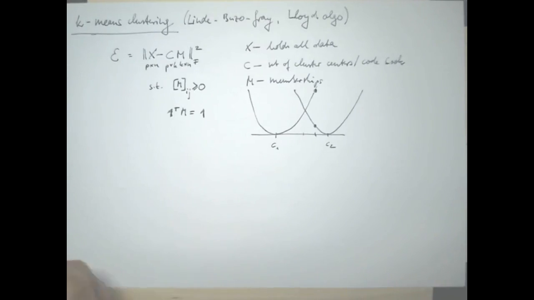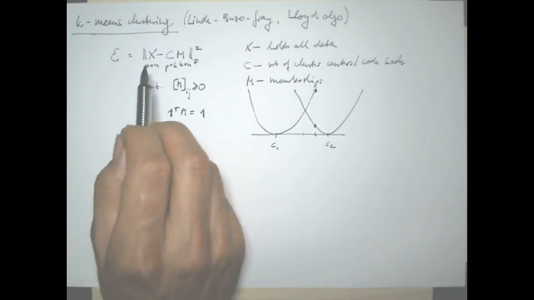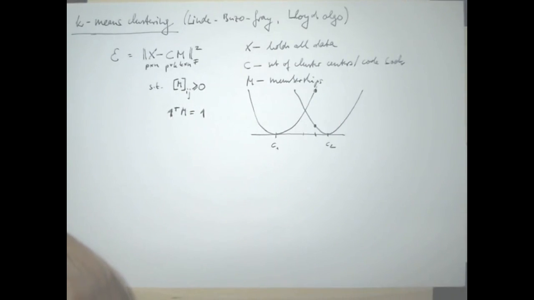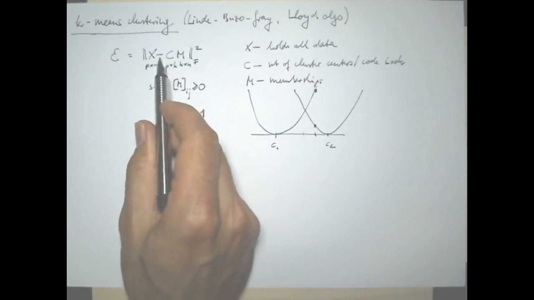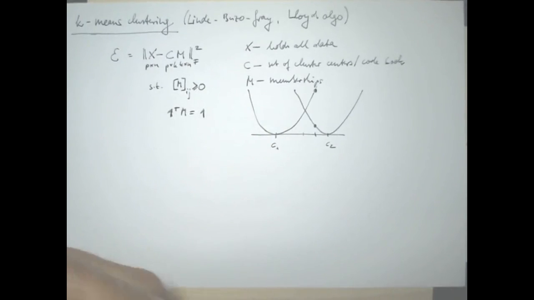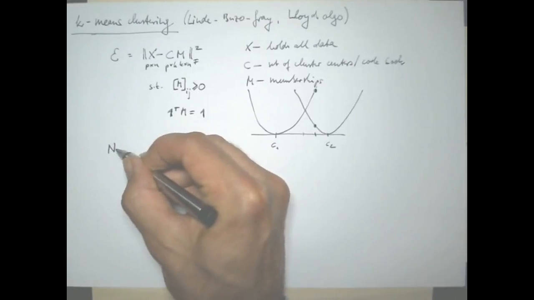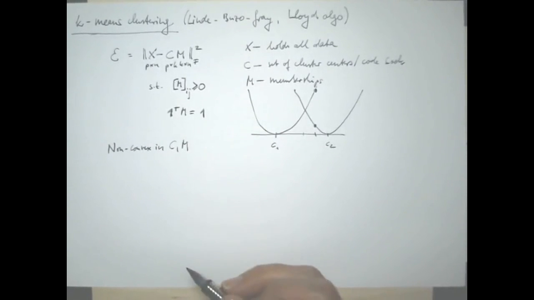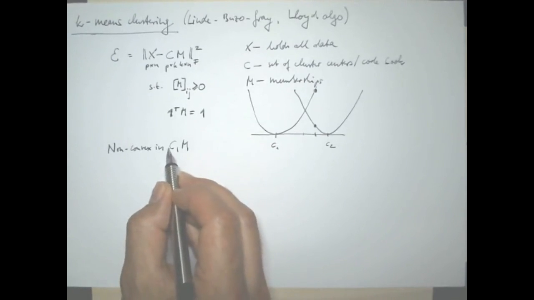Okay, so this is the criterion, and this function here, by the way, if I fix M, then it's convex in C. If I fix C, it's convex in M, but unfortunately it's not convex in both C and M. And the k-means algorithm is now one particular algorithm that tries to minimize this in an iterative fashion, namely by alternately fixing C, finding the best M, and vice versa.